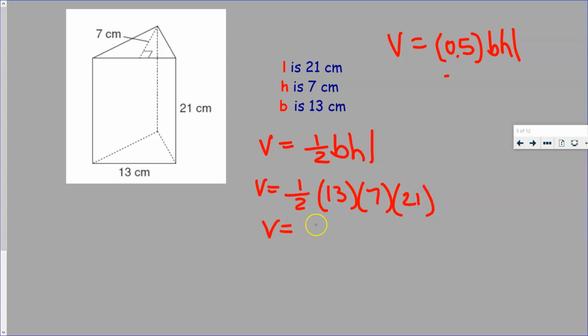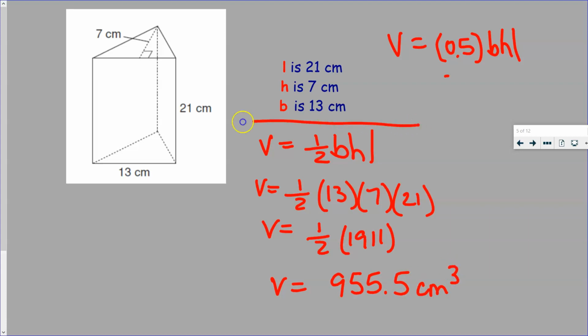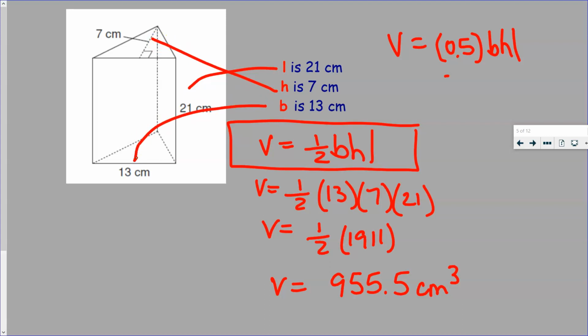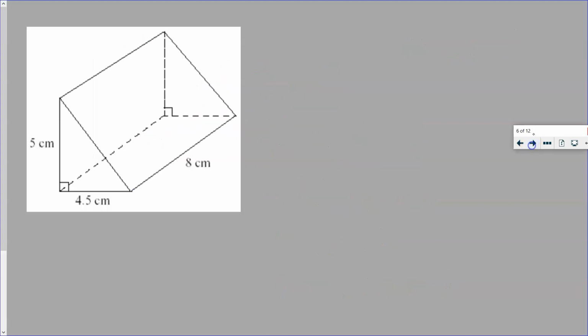I get 1911. I'll just show you this. I wouldn't actually probably write this step. Doesn't hurt though. And then I'm going to divide that by 2, because I'm taking half of it. So my answer is 955.5 centimeters cubed. Okay? Formula, important. Making sure you have the right numbers, important. Okay, and then plug it in.